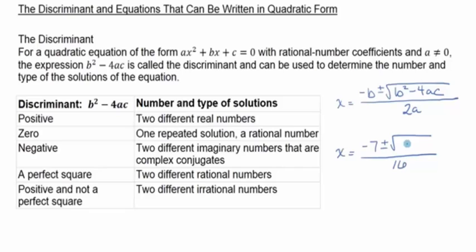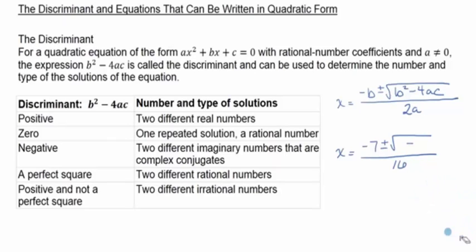If the number under here is negative, you remember we take the square root of a negative, you'll get imaginary numbers. But not only that, we'll get plus that imaginary number and minus that imaginary number. So we'll get two solutions, two different imaginary numbers, and those solutions will also be complex conjugates. So if you had negative 7 plus 3i over 16, then you'd have negative 7 minus 3i over 16 as the other solution, and those are conjugate solutions.